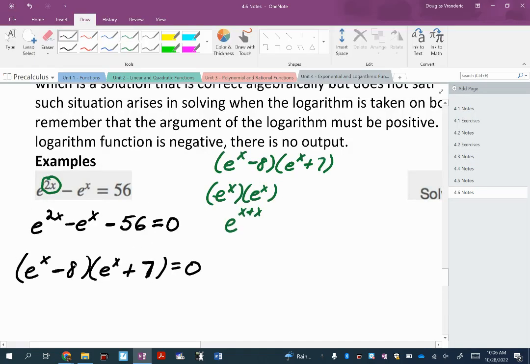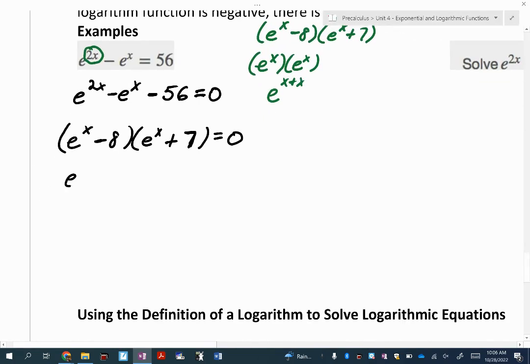All right, so let's set each equal to 0. So e to the power of x minus 8 equals 0. E to the power of x plus 7 equals 0. Move them over, and you get equals 8. This one you get equals negative 7.